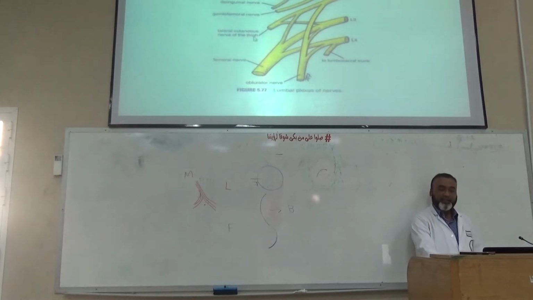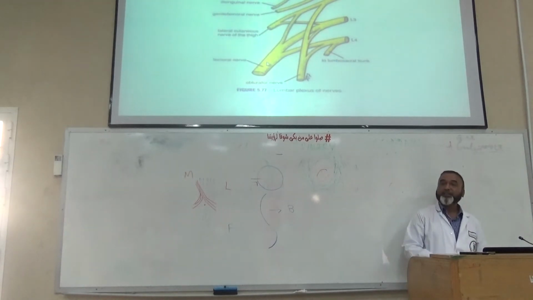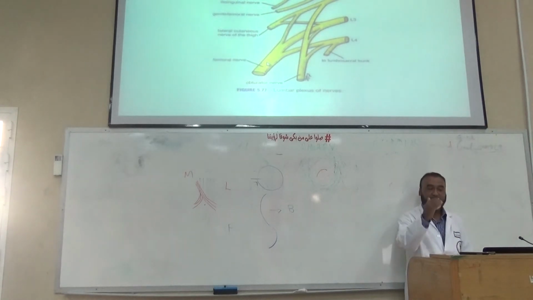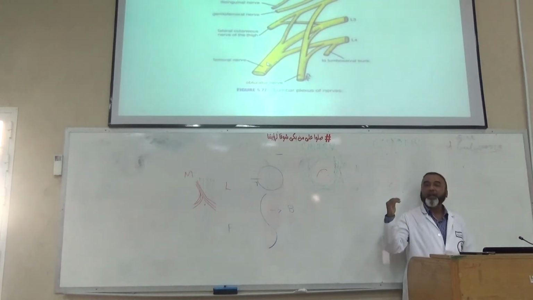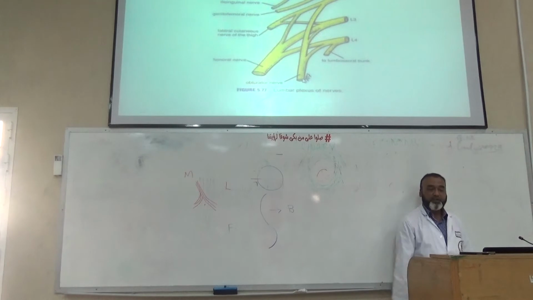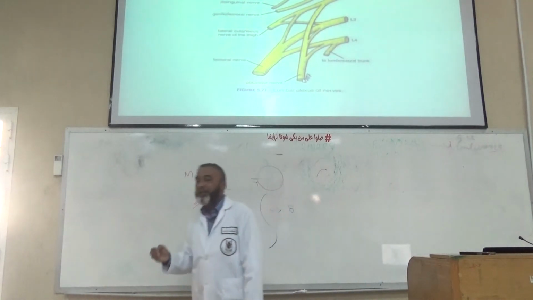Then the lateral cutaneous nerve of thigh comes from L2 and L3. The femoral nerve is the thickest nerve of the lumbar plexus, coming from L2, L3 and L4 nerves, which give rise to its formation. Then we have the obturator nerve, which again has the same root value, from L2, L3 and L4.